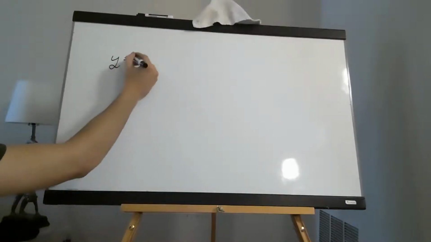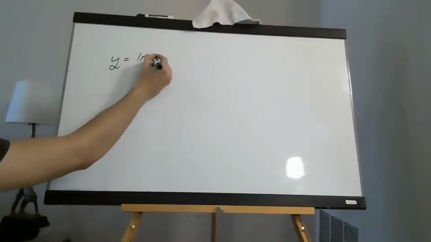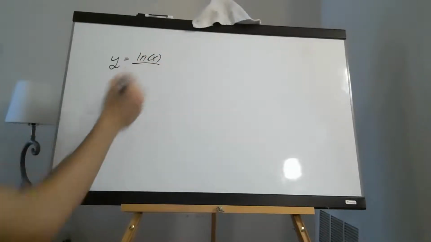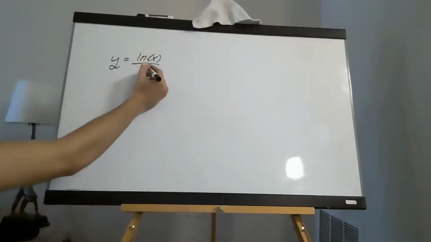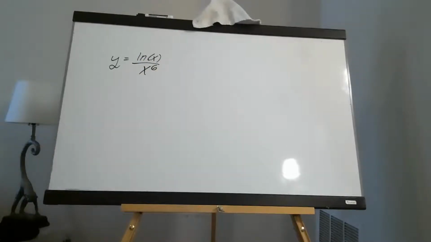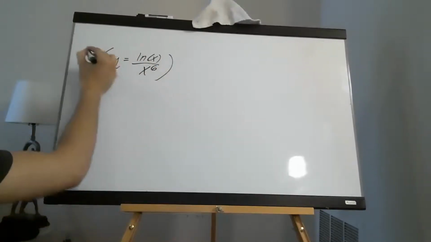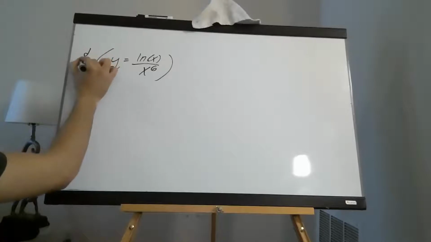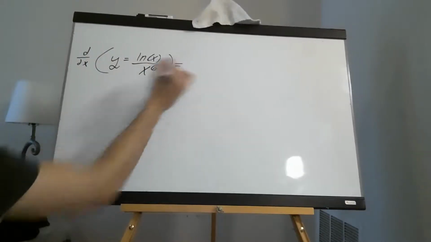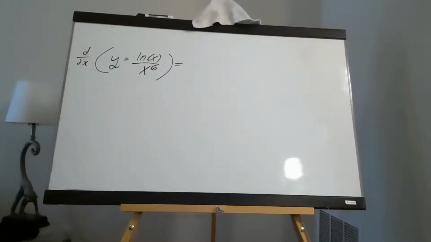So we got y equals the natural log of x over x to the 6. So our task is to differentiate it, and that is exactly what we are going to do.